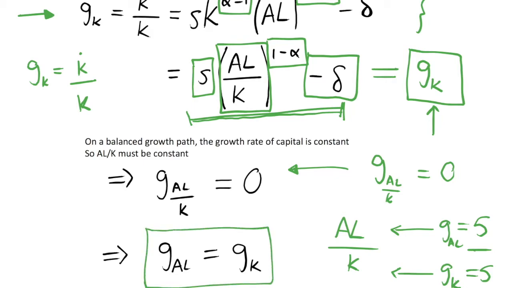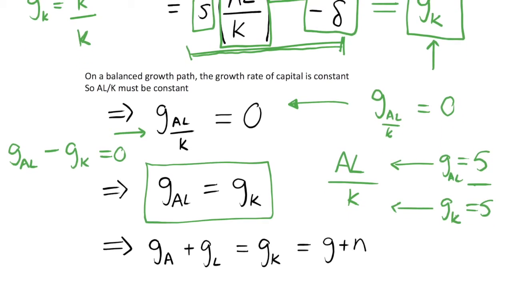And we could also just do this through rules of logarithms, or growth rate rules, because we effectively think of these growth rates as natural logarithms. We could just write this as GL minus GK is equal to 0, because we have AL over K, and in logarithms, the natural log of AL over K is just the same as the natural log of AL minus the natural log of K. But okay, this should be fairly straightforward.